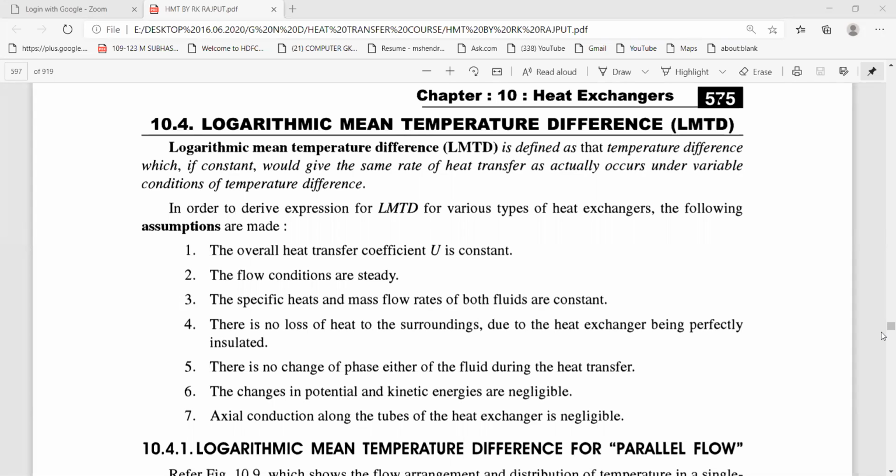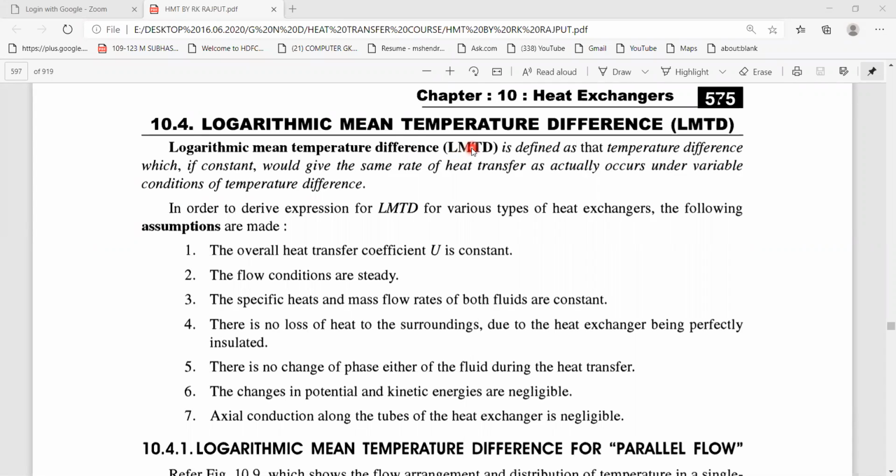Today we'll discuss the important topic on heat exchangers, that is the logarithmic mean temperature difference. In this video lecture, we are going to derive an equation for the logarithmic mean temperature difference for a parallel flow heat exchanger. Already we have seen the different types of heat exchangers based on the direction of flow of fluid, that is parallel flow, counter flow, mixed flow, cross flow, etc.